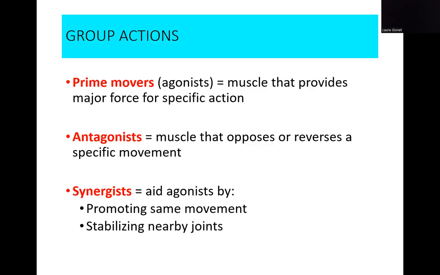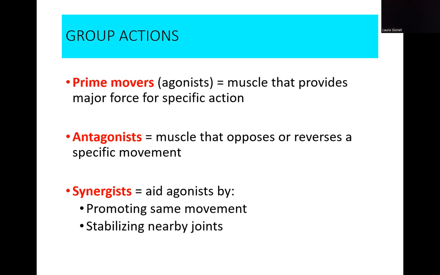All right, your prime mover is going to be your biceps brachii muscle, in anatomical position the anterior aspect of your upper arm, of the humerus. And when that contracts, then you flex or bend the elbow. Antagonists would be the muscles that are in opposition or produce a reverse specific action. So the opposite of your biceps brachii is your triceps brachii. They extend the elbow and straighten out the elbow. Synergists promote the same movement or stabilize.